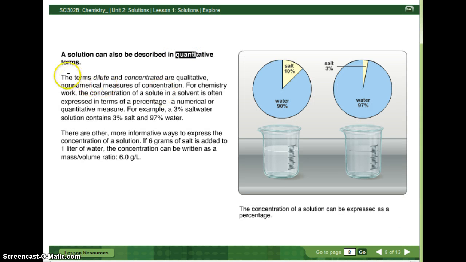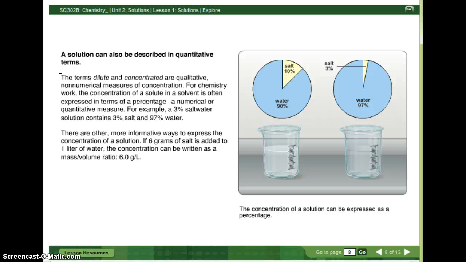Quantitative is numbers. The terms dilute and concentrated are qualitative, non-numerical measurements of concentration. For chemistry work, the concentration of a solute in a solvent is often expressed in terms of a percentage, a numerical or quantitative measurement. For example, a 3% saltwater solution contains 3% salt and 97% water.